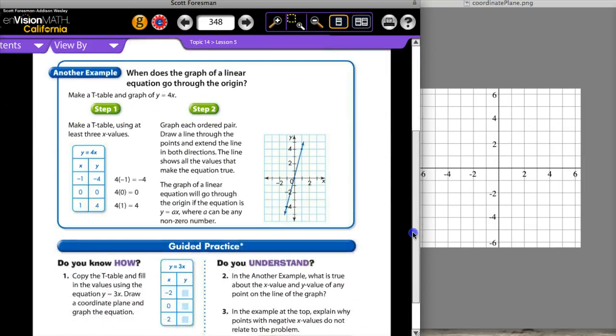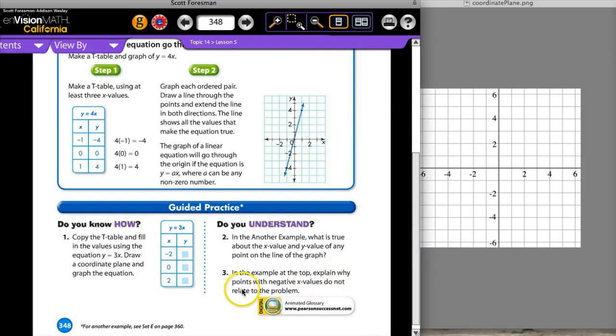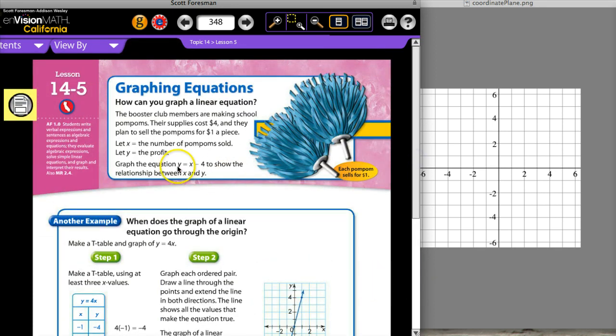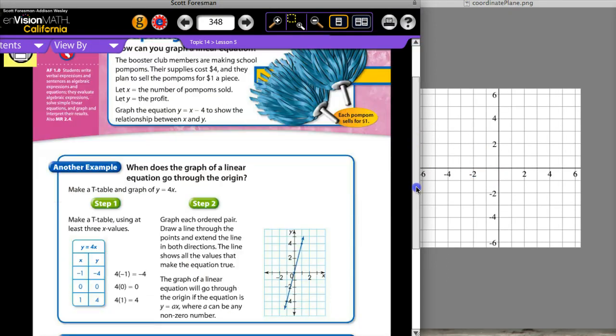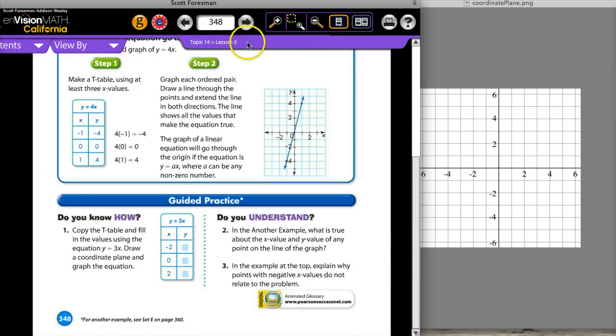And then in the example up here where the Booster Club are making school pom-poms and they're talking about the supply cost, it asks why points with negative x values do not relate to the problem. Say we're using this number line, why would it not make sense to pick x equals -1 if x is the number of pom-poms sold? Okay? Why does it not make sense to have a negative number as the x value? Think about that, and we'll share our ideas tomorrow in class.